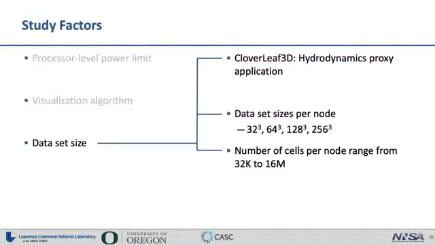We also looked at different data set sizes. For this study, we used the Cloverleaf 3D application, which is a hydrodynamics mini application. We varied the data set size per node from 32 cubed up to 256 cubed, which is limited by the particular memory size per node. And so the number of cells per node ranged from 32,000 to 16 million.